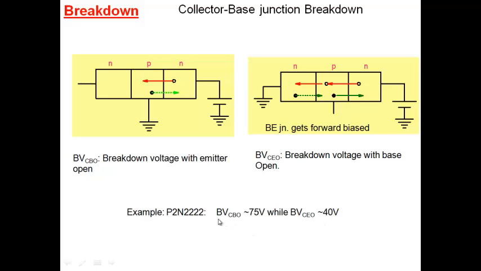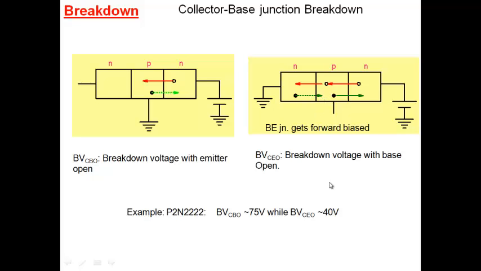So the two things it's emphasizing is that breakdown voltage does depend on how you operate the transistor. If your emitter is open, you may get this breakdown voltage, 75. If your emitter is grounded and base is open, you may get 40 volts here. I just wanted to highlight that there are two different breakdown voltages here. Why this is lower is a little bit more involved, so I'll not go into the details here.